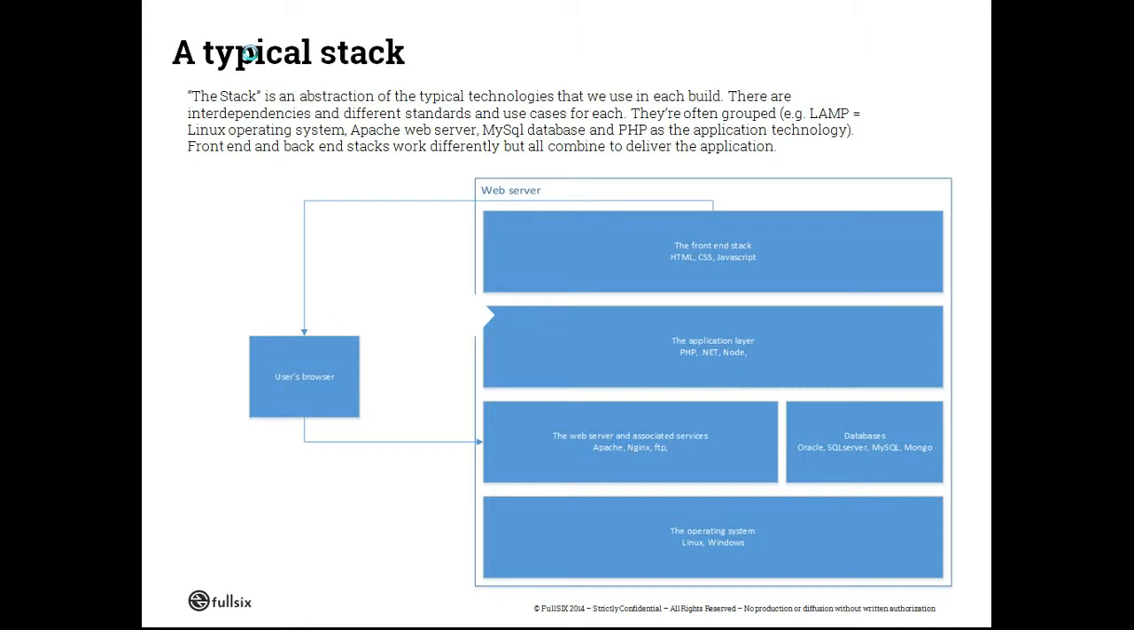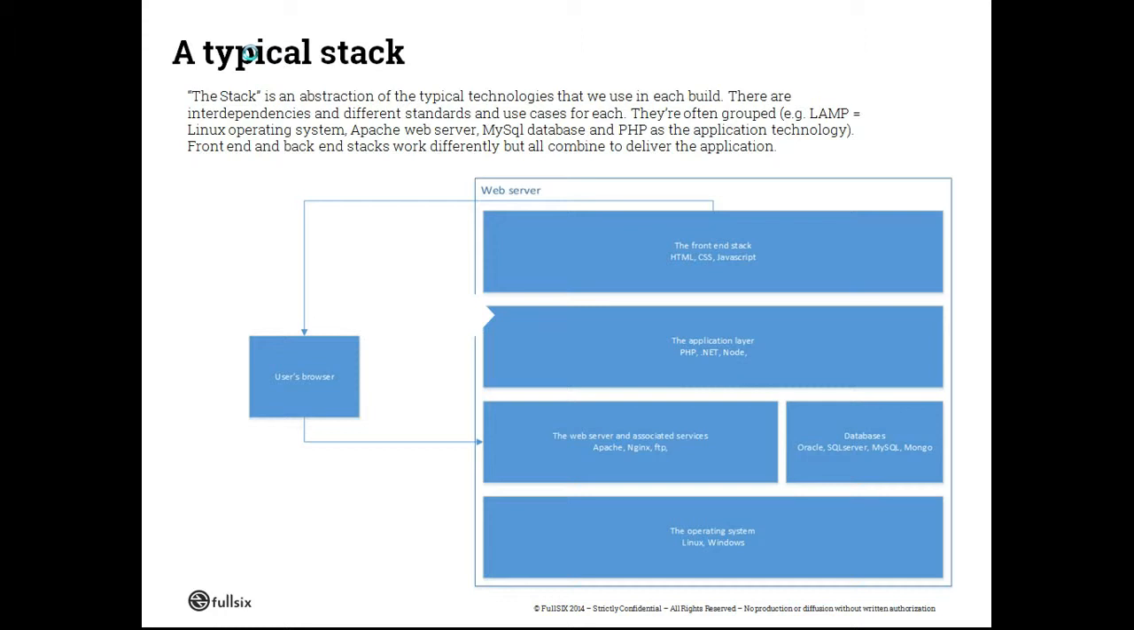And so that HTML will then go back into the user browser. The user browser will then say, fantastic, I've got all the HTML I need. Now I need these images, this CSS and this JavaScript. And back it goes round and round and round until everything is rendered and ready to go. It's called a stack because these things essentially stack up on top of one another. They are interdependent. The operating system is fundamental. Things then build up. We often group these stacks together.